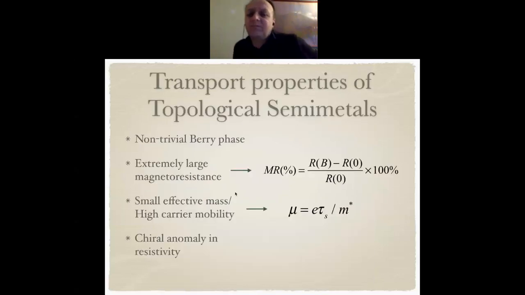Okay, so some of the transport properties of topological semimetals. They have a non-trivial Berry phase, which you can detect experimentally. I'll explain more what that is. You get a very large magnetoresistance, which means the resistance under applied field becomes very large. Super high, or what they call ultra mobility, is a result of the small effective mass. And then we also see the chiral anomaly, which is a negative magnetoresistance that results from a parallel magnetic and electric field applied to a material.